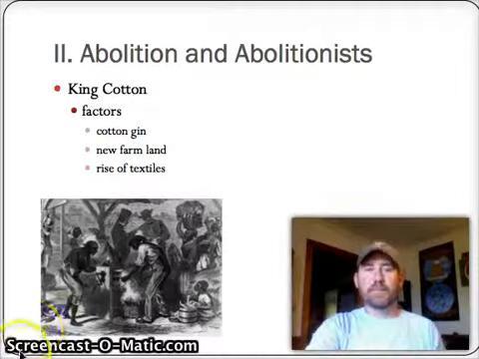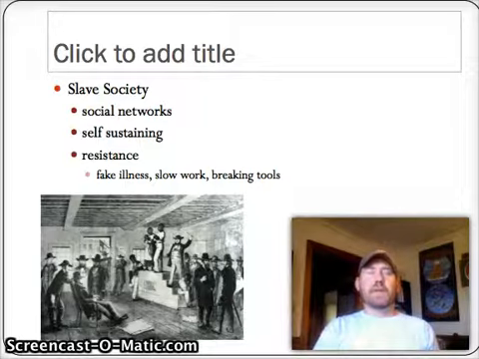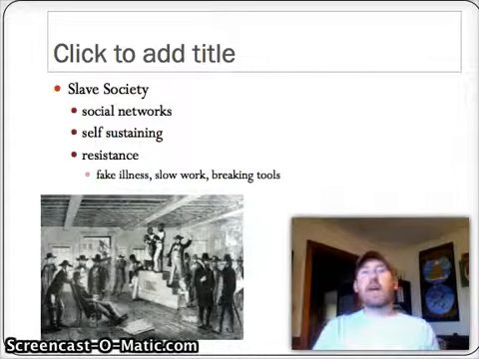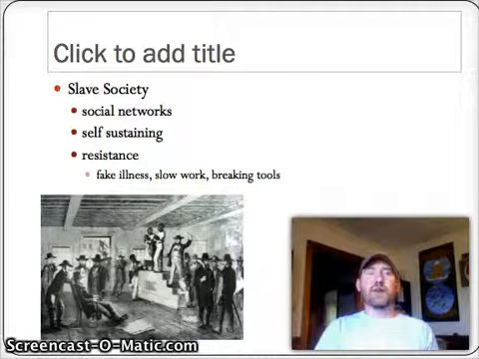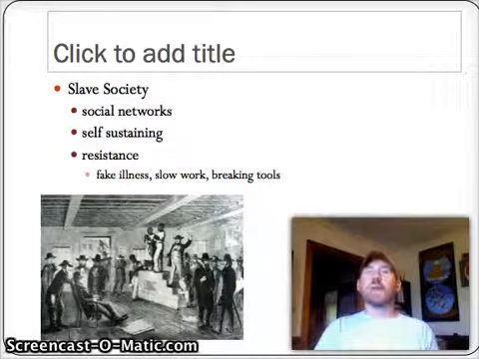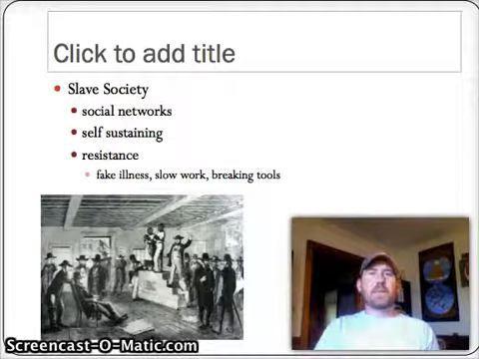So as far as the characteristic of antebellum slavery, I guess I should say that antebellum means between the wars. So we're talking about the time period between the War of 1812 and the Civil War. As far as slavery during this time period, one of the big things is there is a network of social relations and connections going through slave society. So there is some word getting back and forth about the treatment of slaves, ways to escape to the north, and things like that.